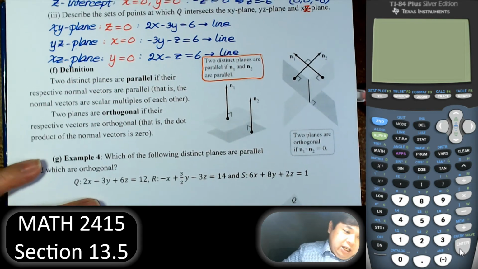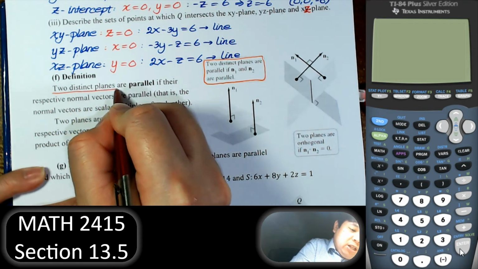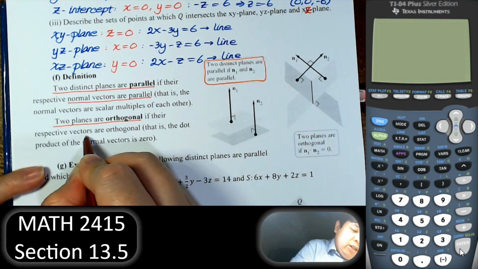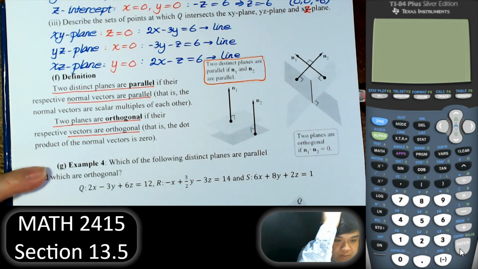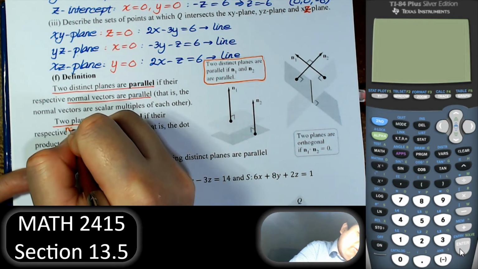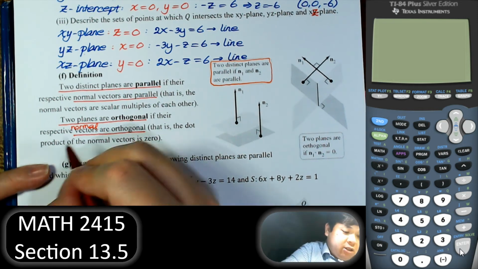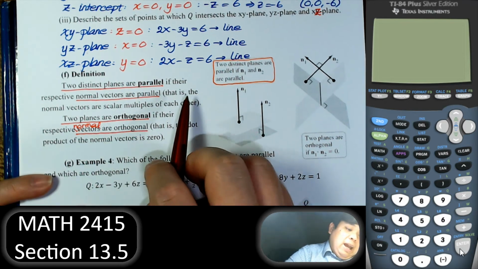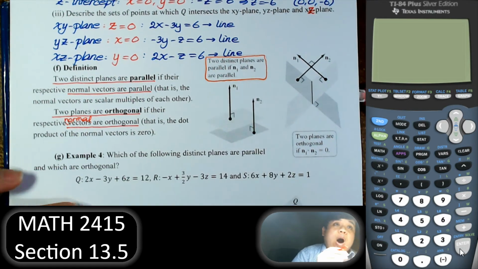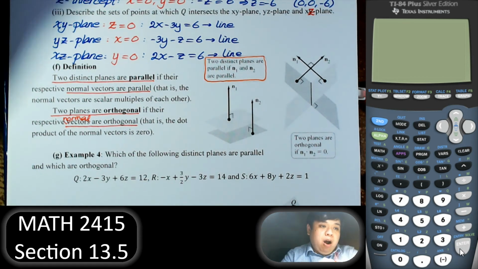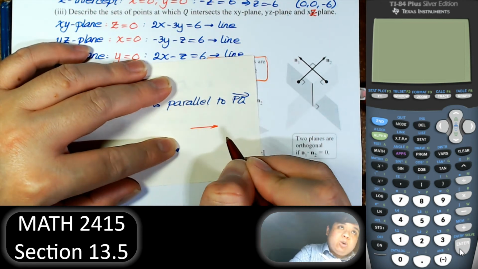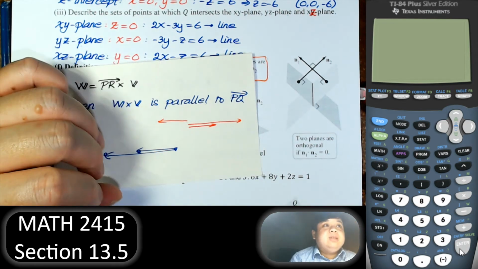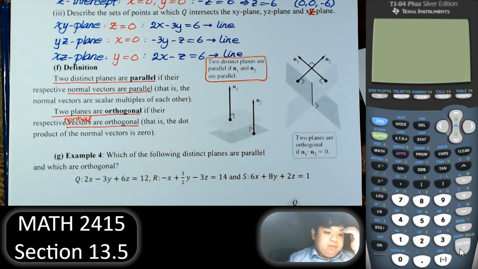Right. So if the two planes are parallel, the normal vectors are parallel. If the two planes are orthogonal, their respective normal vectors are orthogonal. Of course, orthogonal meaning the dot product equal to 0, and parallel meaning that one is a multiple of the other. So when we're talking about parallel vectors, could be this short, could be that long, or even in the opposite direction. All of them are considered parallel.